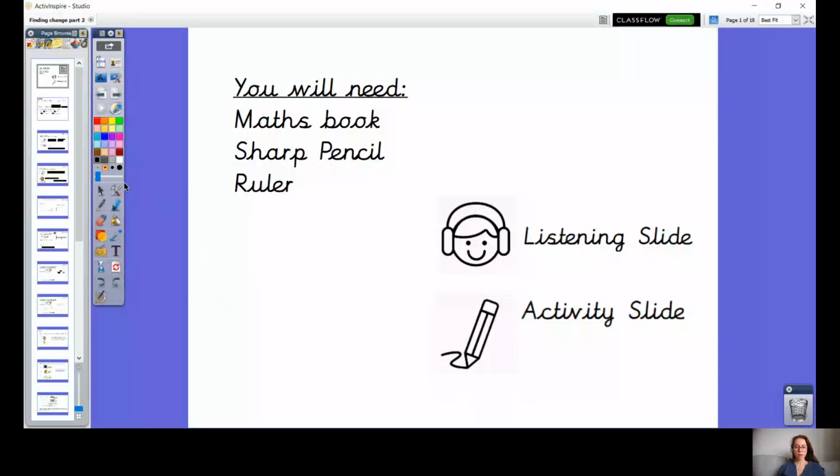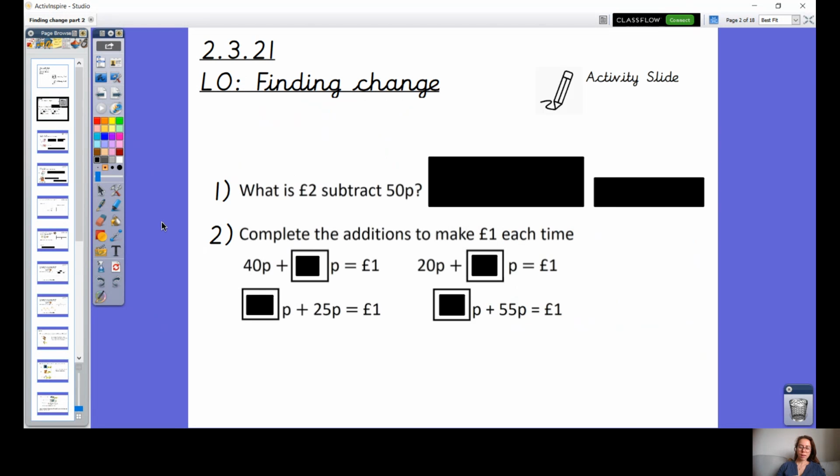Let's check you have what you need. So your maths book, a sharp pencil and your ruler. Can you write down the date under Elo in your maths book and underline it with a ruler? And then you've got a couple of activities to have a look at to complete.